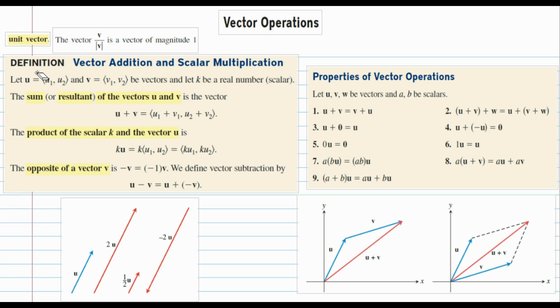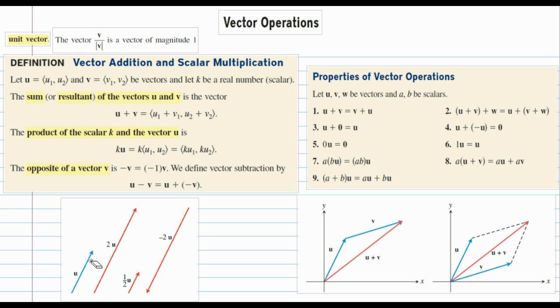Now then, some more definitions. If we have u is u1 comma u2, so x comma y, and v is v1, v2, for x comma y. If we have the sum of those vectors, we add their x coordinates, comma, adding their y coordinates. The product by a scalar would be to multiply both the x and y coordinate by the scalar. The opposite of the vector is how we subtract, so we really add a negative vector, and that's just easier to see with some of these pictures.